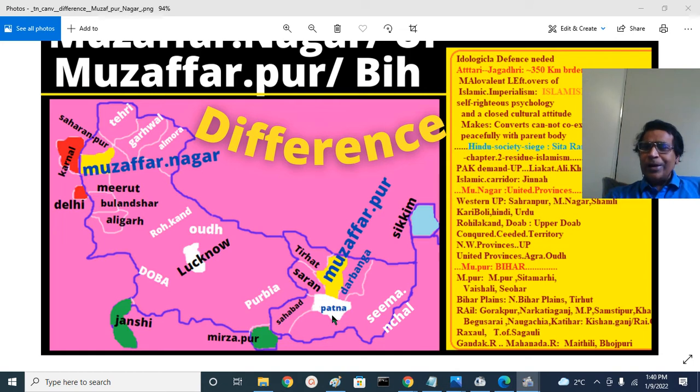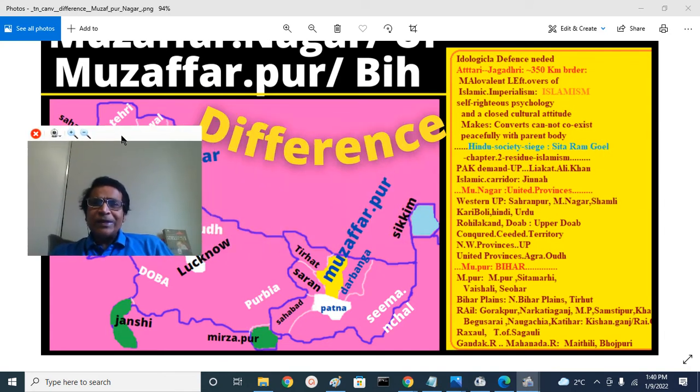South of Ganga, we have Patna district. And Kosi river goes here. East of Kosi is Simanchal region. That is essentially Purnia and Katihar and Shaharsha districts. This was a former British Bengal presidency.